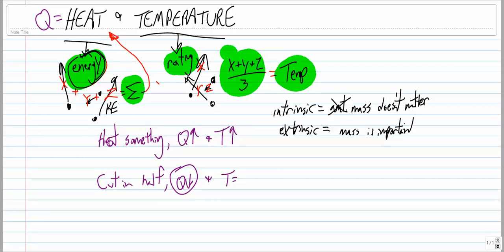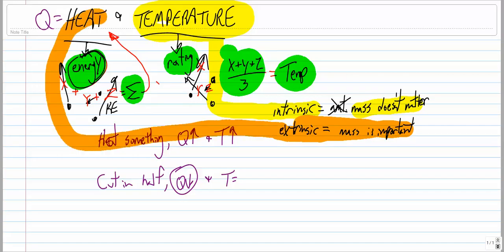So between these two, which one says to you intrinsic and extrinsic? Maybe a good time to pause the video for a second and take some guesses. So an intrinsic property, one where the mass doesn't matter, that is going to be the temperature. Okay? And an extrinsic property, where the mass does matter, that's going to be the heat.